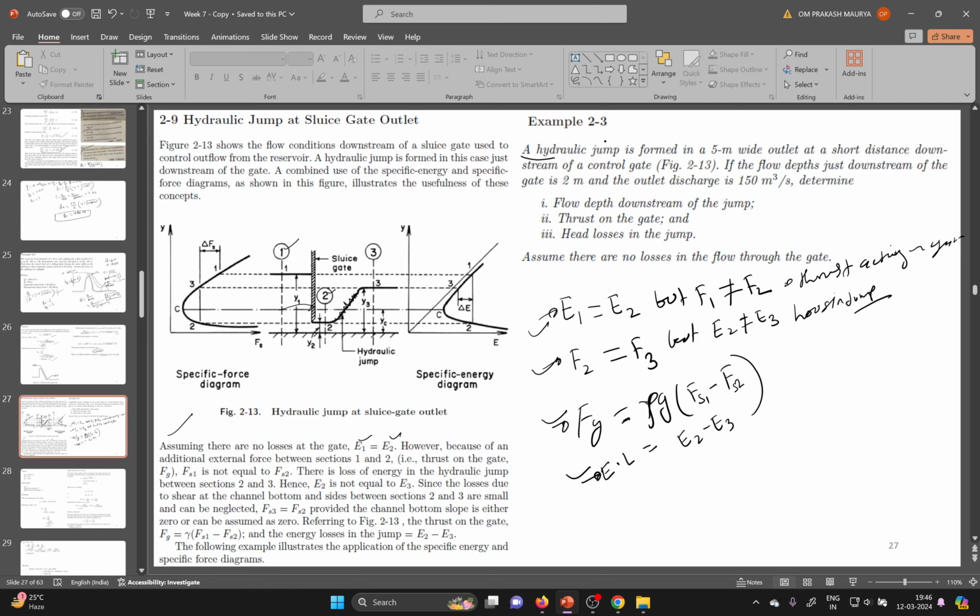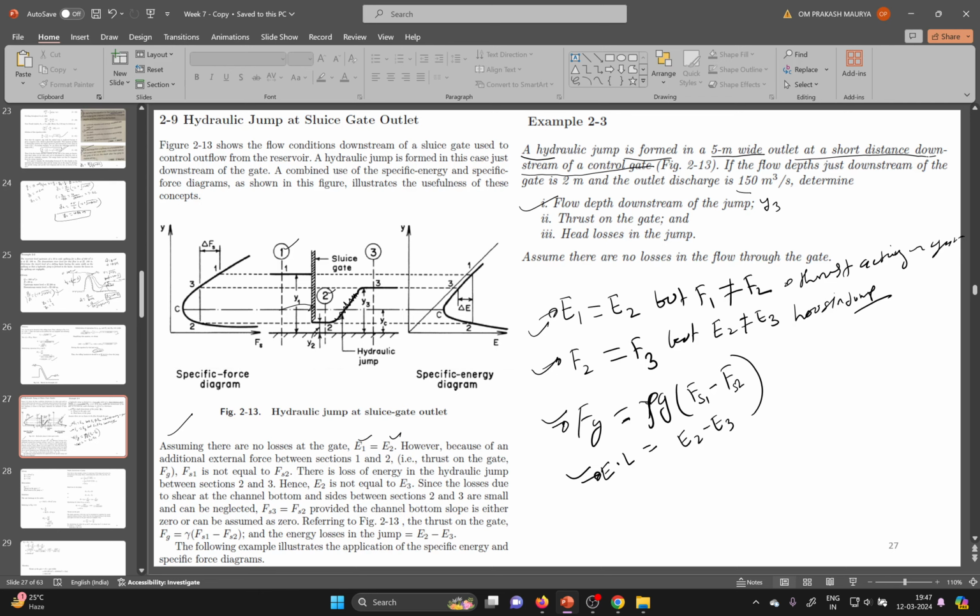A hydraulic jump is formed in a 5 meter wide outlet at a short distance downstream of a control gate. This is the control gate. If the flow depth just downstream of the gate is 2 meter and the outlet discharge is 150 meter cube per second, determine the flow depth downstream of the jump, y2, or y3 you can say, if we compare these things.